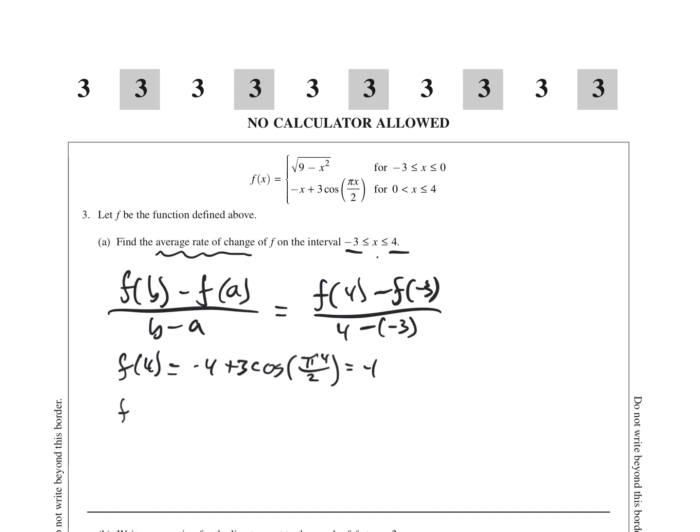All right. And f of negative 3 is, well, which piece of the function do we get? When x is negative 3, the function is defined here. So this is the square root of 9 minus negative 3 squared. And that is going to be 0, because it's 9 minus 9, which is 0. All right, so we can now finish this off. We have negative 1 minus 0 all over 4 minus negative 3, which is 7. And so this is negative 1/7. Done with that part, moving on.